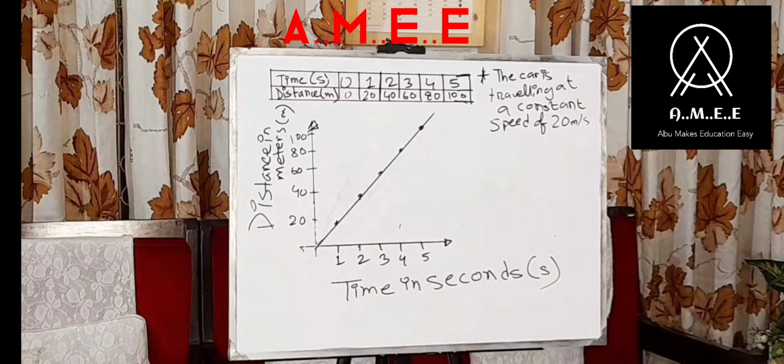Otherwise you can also look at it this way: 20 minus 0 is 20, 40 minus 20 is 20, 60 minus 40 is 20, 80 minus 60 is 20, 100 minus 80 is also 20. This is only applicable when it is a constant speed graph, which is also known as the distance time graph.